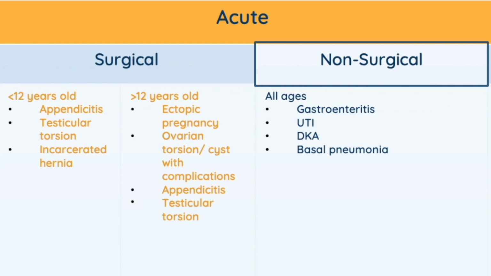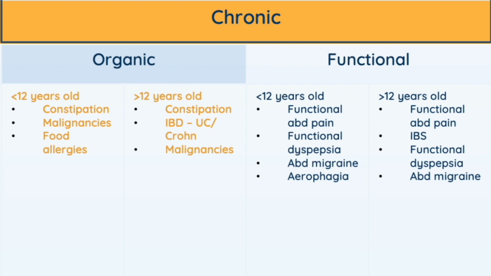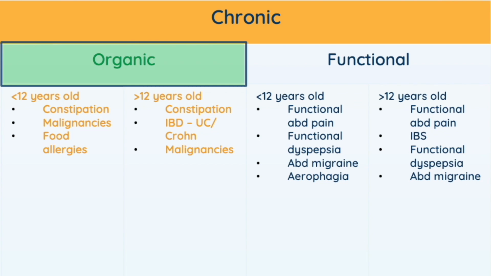Do not forget that pathologies in the lower part of the chest, like basal pneumonia or even myocarditis, can present as upper abdominal pain. Looking at the chronic causes of abdominal pain, we divide these into organic versus functional. We first rule out organic causes like inflammatory bowel disease and malignancies. Constipation is a very common cause of chronic recurrent abdominal pain and should always be thought about.